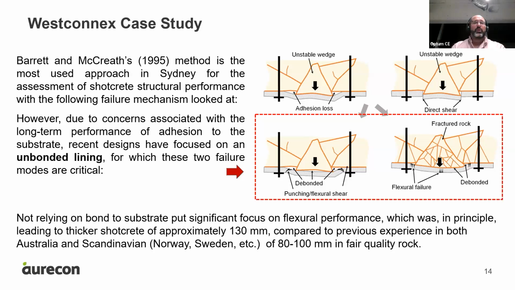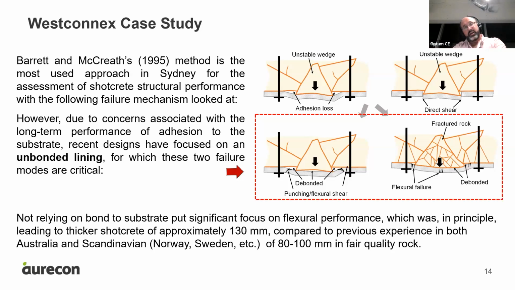And when we started looking at it, if we have to design ignoring adhesion or bond to the substrate, we typically would have used shotcrete linings or sprayed concrete linings in the order of 80 to 100 millimeters, and that's relatively common practice even outside Australia. If you look at the Scandinavian countries, Norway, Sweden, and even Denmark, hard rock tunnelling with 80, 100 millimeters in fair to good quality rock is not uncommon.